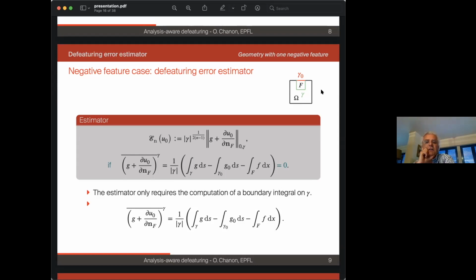So actually there is one more step that is a bit tricky, which is that we need to solve a local problem in the positive feature so that we extend the defeatured solution to the positive feature. And then in that case, yes, we need to look at the solution in the feature. So we need to look at the extension of the defeatured solution in the positive feature. Okay. But still, it will only depend on fluxes around there. We'll have to look at that. Okay, thank you very much.